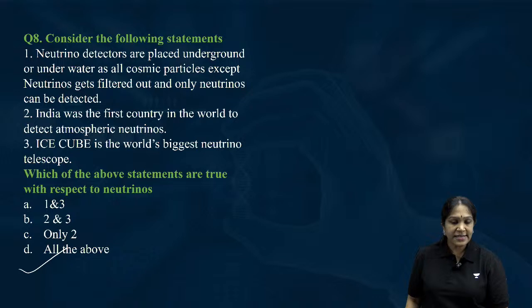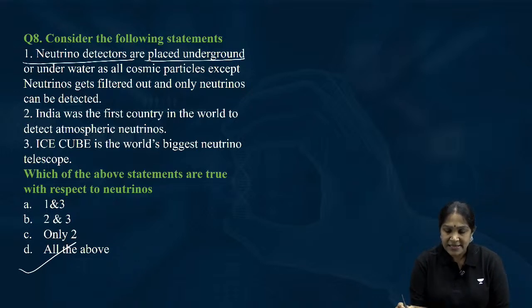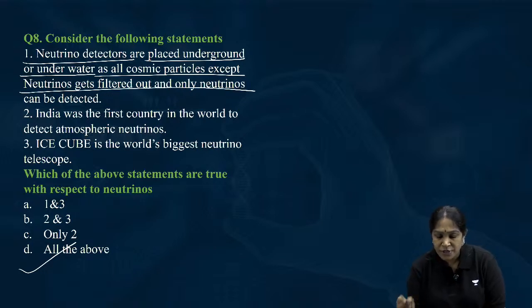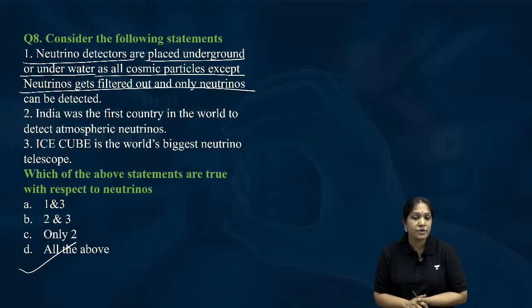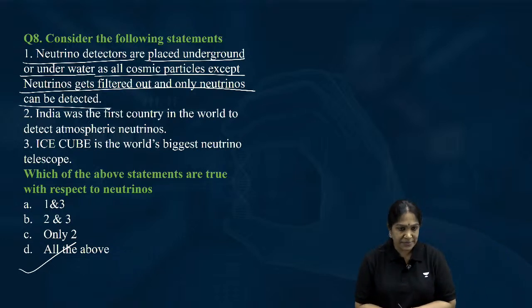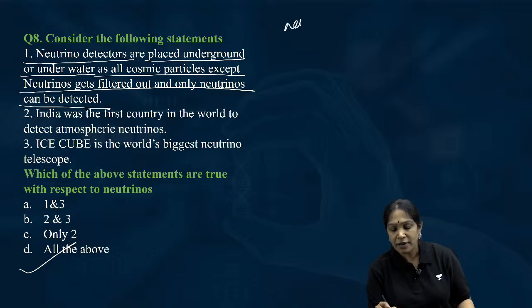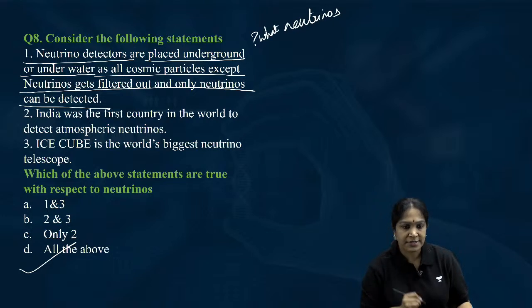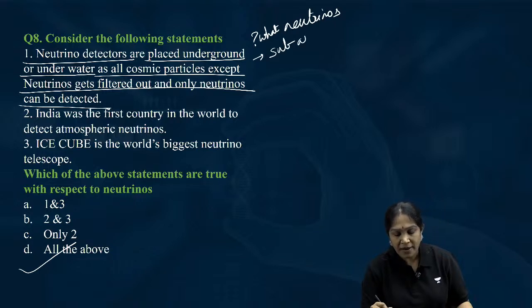Okay. Now let us see what is this. Neutrino detectors are placed under the ground or under the water. As all cosmic particles except neutrinos get filtered out, only neutrinos can be detected. Okay, let me try to explain the concepts. See, what are neutrinos? First question, what are neutrinos? Okay, the answer is they are subatomic particles.